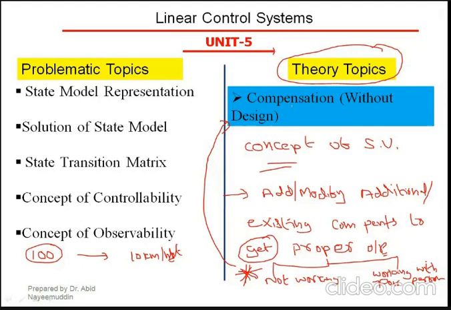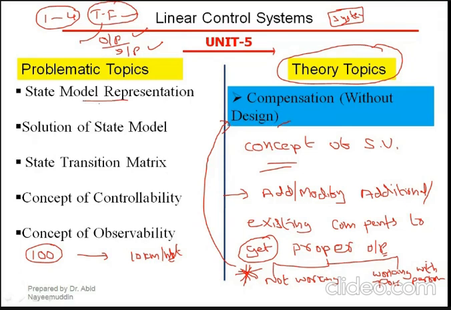That is known as what? Compensation. And now what does the state variable concept mean? Starting from unit 1 to unit 4, we learned only about the transfer function. All of you are aware what the transfer function is. It gives the ratio of what? Output by input. So from the transfer function, you get the relationship between final output and initial input. But in the previous class, I clearly mentioned that any particular system has sub inputs and sub outputs. So the information related to sub inputs and sub outputs is not known using the transfer function.